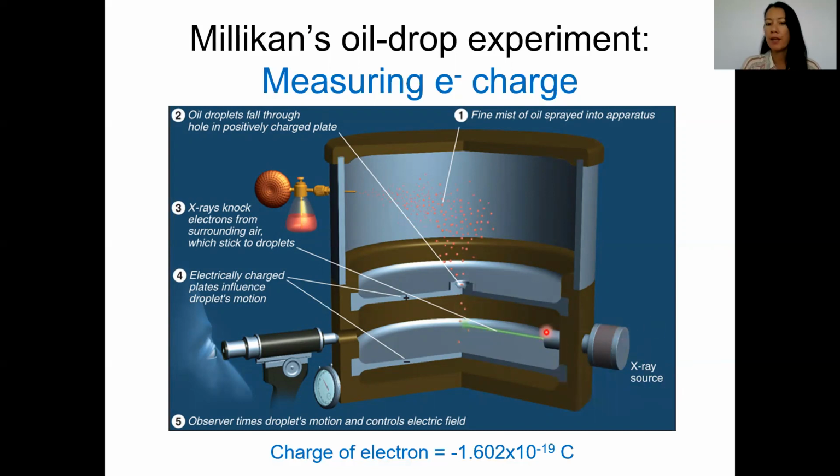And then over here, there's an X-ray source, and you shine an X-ray to hit and kick out an electron from a particle in the air. And that electron lands on a water droplet. Not a water droplet, an oil droplet. So sometimes one would land on it, 2 electrons might land, but they found multiples of this one number. And just by using the motion and an electric field, they could calculate the charge of a single electron, shown here a negative number in coulombs. So electrons are negatively charged.